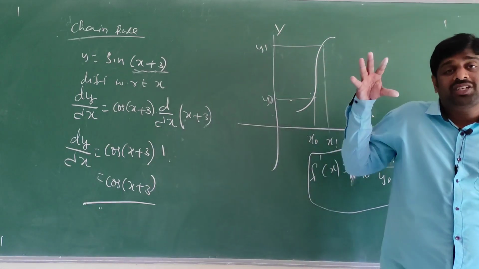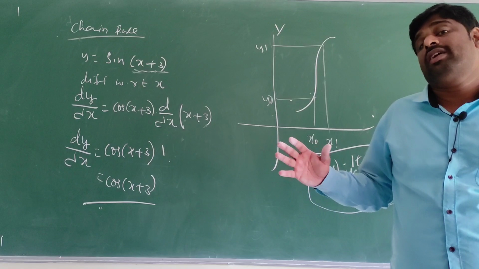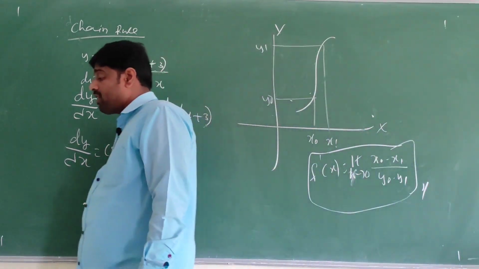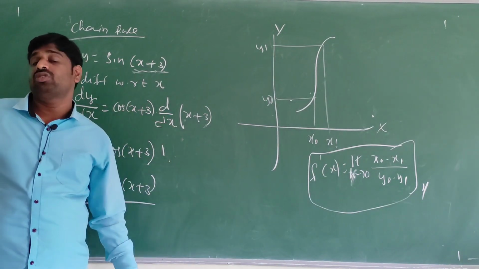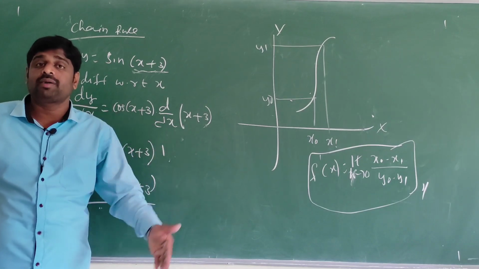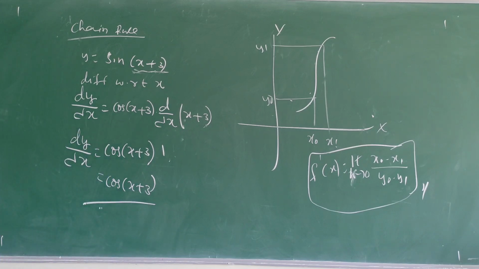Okay, so by using chain rule, by using composite functions, in higher classes you will study Jacobians. Jacobians are very, very important in higher classes. Without this chain rule and without this composite functions concept, we can't study Jacobians. Okay, now come, I will take one more problem.